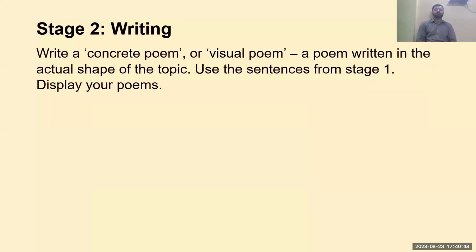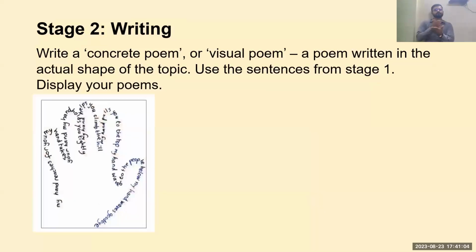So now the learners are going to write a concrete poem or a visual poem. What is this? It's a poem written in the actual shape of the topic. So here, if the topic is trees, what they do is they draw an outline of the tree and then write the lines within it.